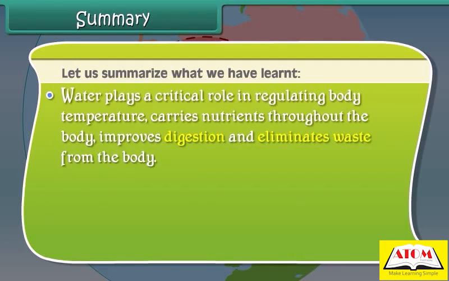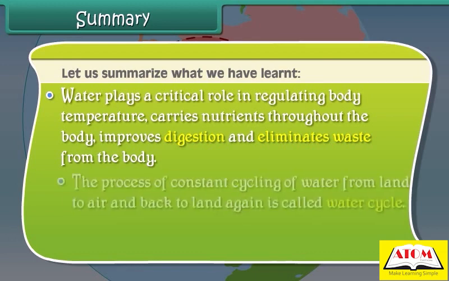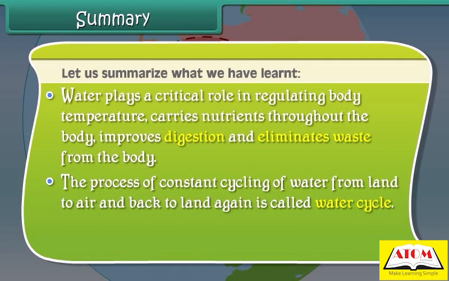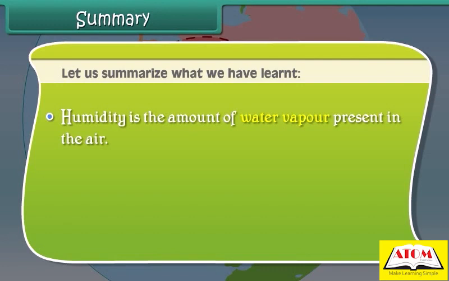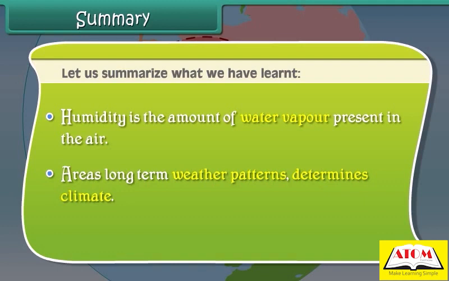Water plays a critical role in regulating body temperature, carries nutrients throughout the body, improves digestion, and eliminates waste from the body. The process of constant cycling of water from land to air and back to land again is called the water cycle. Weather is a condition of an atmosphere at a certain place and time. Humidity is the amount of water vapor present in the air. An area's long-term weather patterns determine the climate.